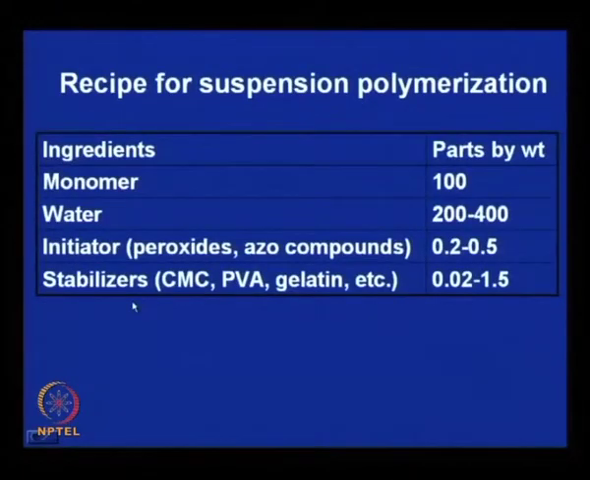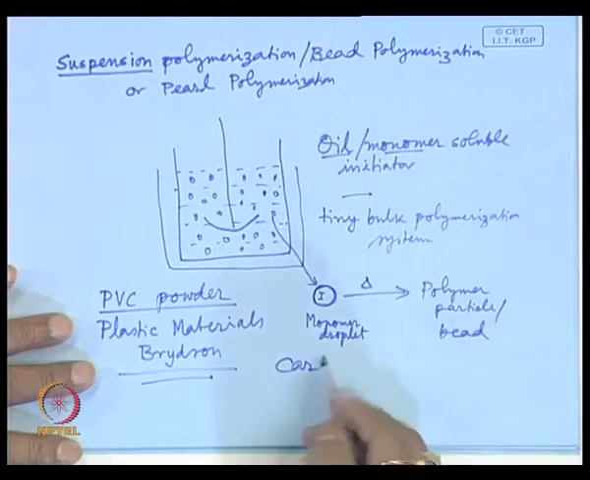Now, look at the recipes for suspension polymerization in general. The ingredients are monomer, water, initiator, and stabilizer. This is the suspension stabilizer. Initiators are peroxides and azo compounds, and stabilizers are carboxymethyl cellulose CMC, and PVA, polyvinyl alcohol. Carboxymethyl cellulose is water soluble, polyvinyl alcohol is water soluble, and gelatin is a polymer obtained from animals, which is also water soluble. These polymers help stabilization of the suspended droplets in the aqueous phase. So, what is CMC? Carboxymethyl cellulose.